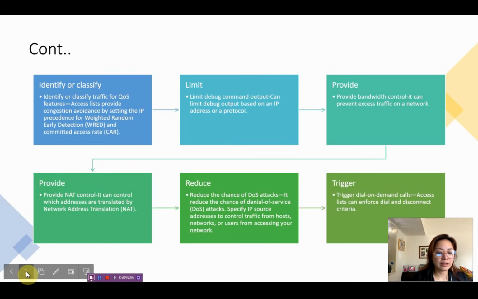Next, it can provide NAT control. So an access control list can control which addresses are translated by Network Address Translation. Next, it can reduce the chance of DoS attacks. It reduces the chance of denial of service attacks. Specify IP source addresses to control traffic from host networks or users from accessing your network. And last, it can trigger dial-on-demand calls. An access list can enforce dial and disconnect criteria.